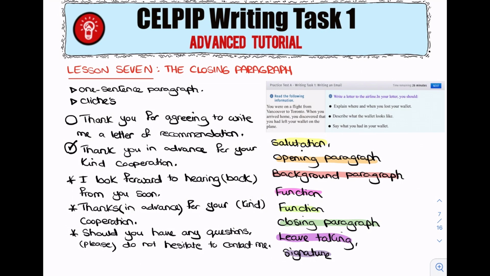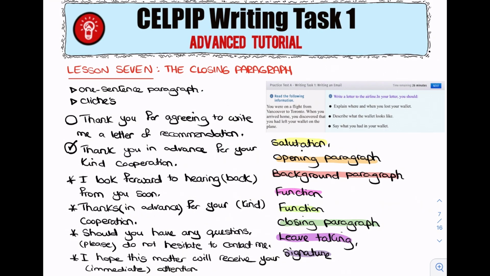The next expression is, "I hope this matter will receive your urgent or immediate attention." As you can see here, the word immediate is placed inside brackets. So you could say something like, "I hope this matter will receive your attention," or you could say, "I hope this matter or issue will receive your immediate attention."